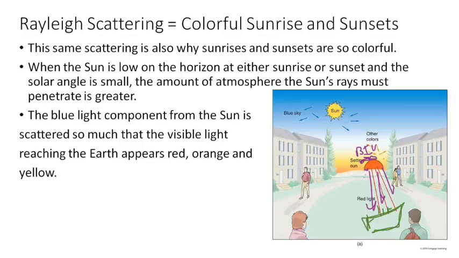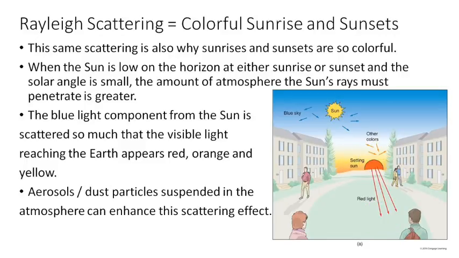I don't know what to say about the green, but that leaves your red, orange, and yellow to make those pretty colors. And growing up around here, around harvest time, sometimes there'll be extra dust in the atmosphere, and those dust particles can enhance the appearance of those long wavelengths as the sun is low on the horizon, giving us very colorful sunrises and sunsets.